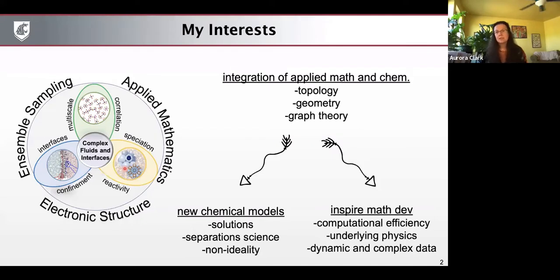And so at a really basic level, I'm very interested in how we can incorporate topology, geometry, and graph theory into fundamental chemistry concepts to develop more accurate models, as well as to inspire new mathematical development. And some of this mathematical development might be in the context of computational efficiency, or to help reveal more underlying physics, or to push the boundaries of dynamics and complexity in the data that we have.